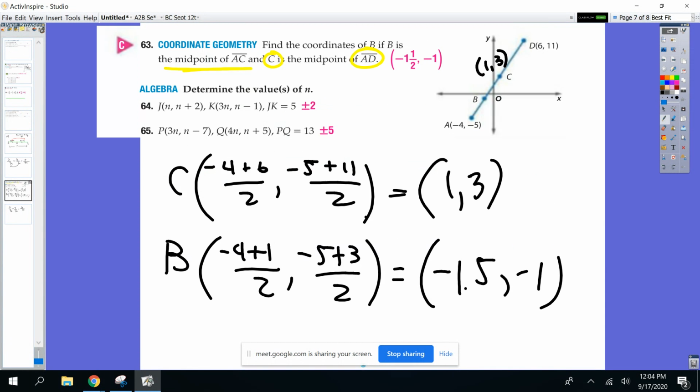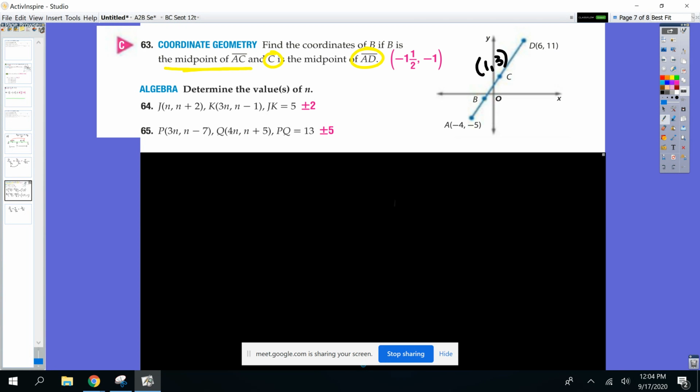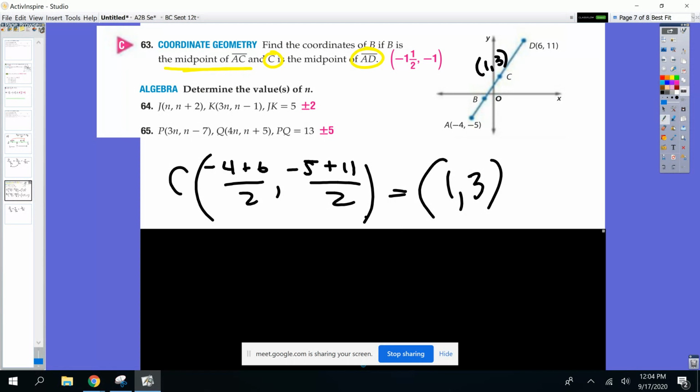Okay, here's the deal with 63. We did this in the last class. First thing, C is the midpoint of AD. C is in the middle of AD. So what I did first was I found the midpoint of AD by using the midpoint formula, because it said C is in the middle, so that means AC and CD are congruent. I did the midpoint formula using points A and D, and I got (1, 3) for C.